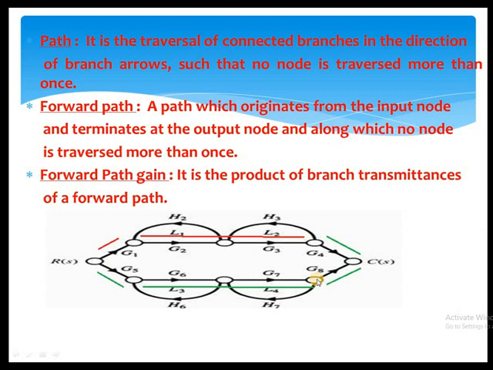What is the forward path gain? We have only two possible forward path gains. That is the P1 value. The first forward path gain is through G1, G2, G3, G4. Product all the gain values and you will get the first forward path gain. And the next one is through G5, G6, G7, G8. This is the second forward path gain.